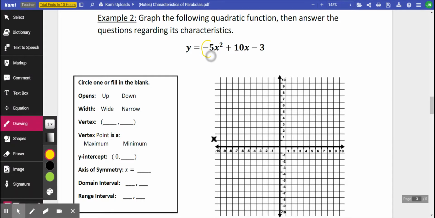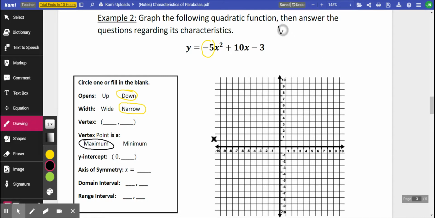So first thing is the a for the parabola is -5, which means that the parabola is going to be going down, and the number is bigger than 1, which means that it's going to be narrow or skinny, right? Since the parabola is going down, that means that the vertex is going to be at the very, very top. So therefore, it's going to be a maximum value. So without doing any work, I already answered 3 of these questions. Now let's actually graph it and do all the other stuff.